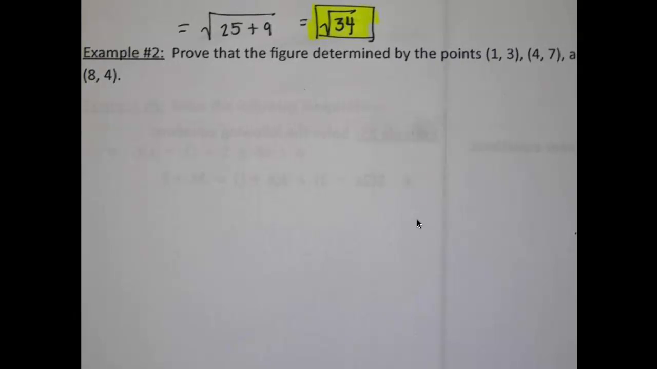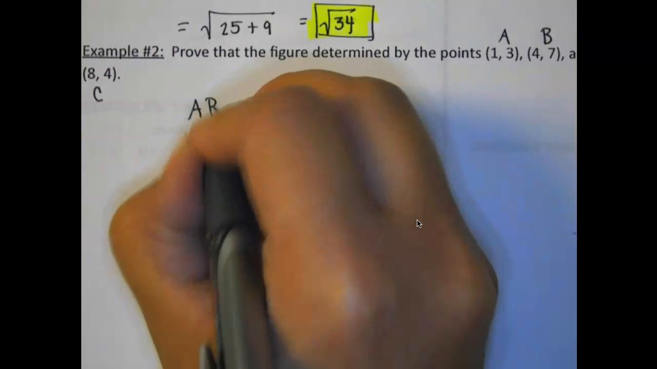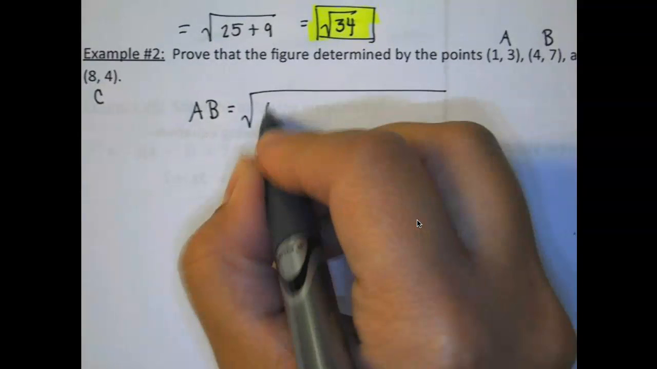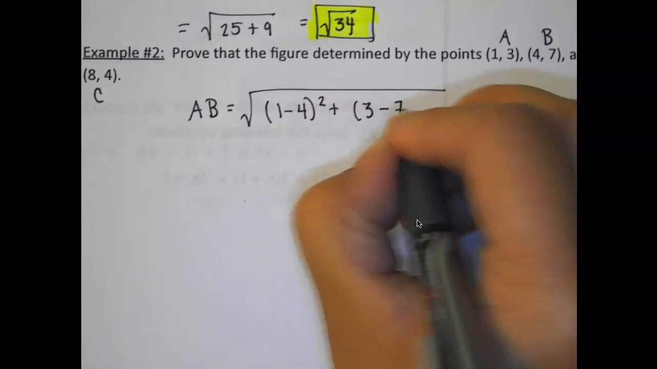Okay, everyone has answered. Teams 1, 2, 3, 4, and 5 got it right. Okay, let's talk about this one. Scalene is no congruent sides, all different. Isosceles. Okay, so ladies, I'm going to call this A, this B, and this C. If I'm trying to find the distance between A and B, I'm going to use 1 minus 4 squared plus 3 minus 7 squared.